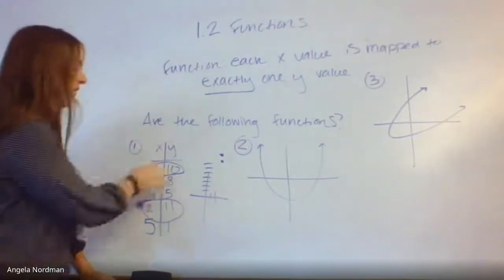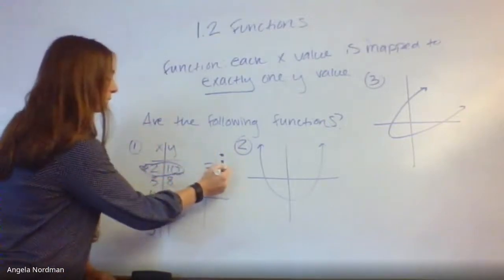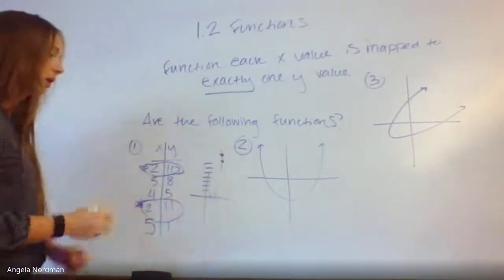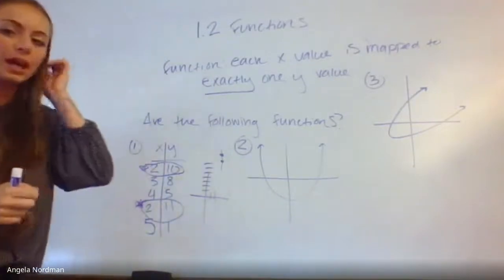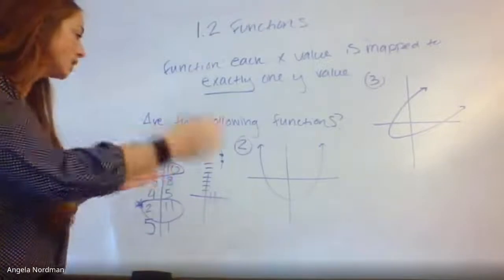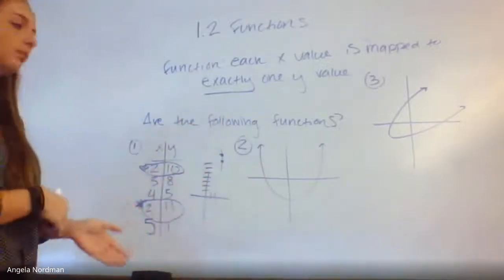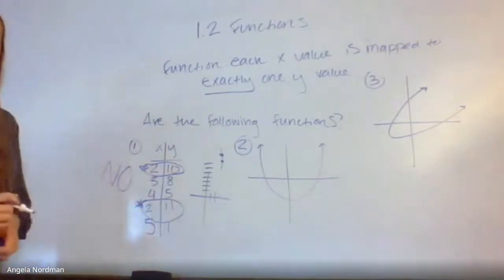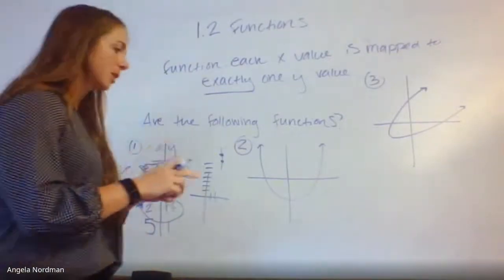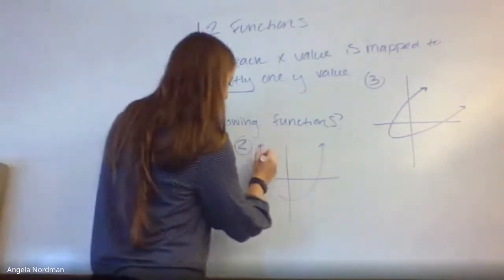So whatever else happens in this function, at some point, I'm going straight up and down. That means we cannot have that. We cannot have 2 different outputs to the same input. So this one is no. It is not a function. Let's move on to number 2.